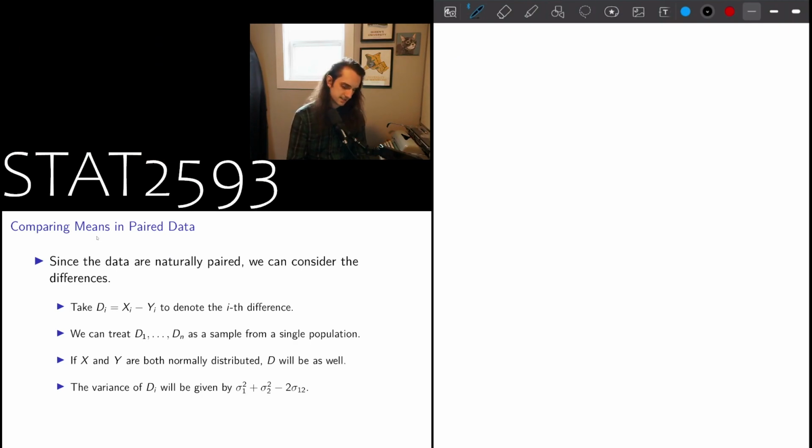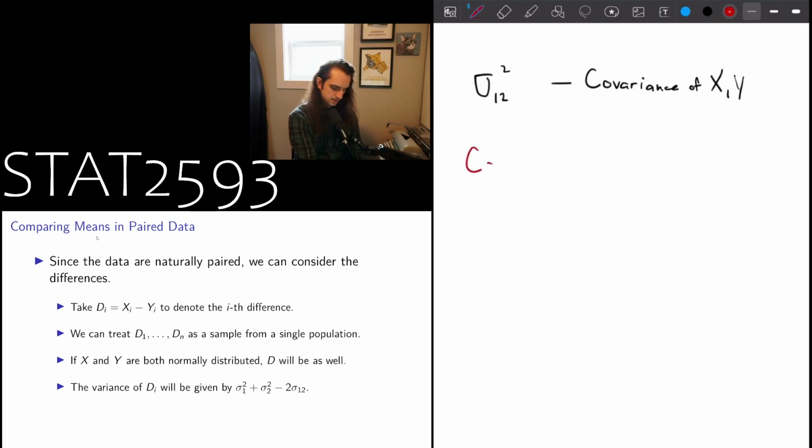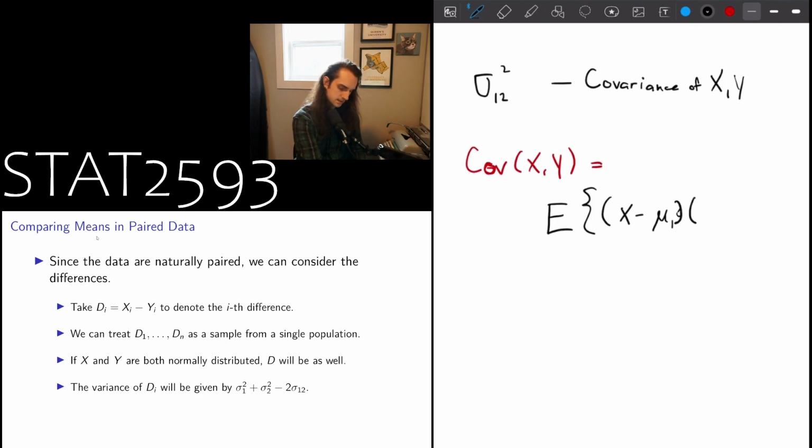And so I'll just briefly take an aside to talk about it. Right? So in this case, sigma 1,2 squared, this is called the covariance. And it's specifically the covariance of x and y. And what we would do is we'd actually write this down as cov, covariance of x and y. And if we're thinking about this in the population, then this is going to be defined to be the expected value of x minus mu1 multiplied by y minus mu2.